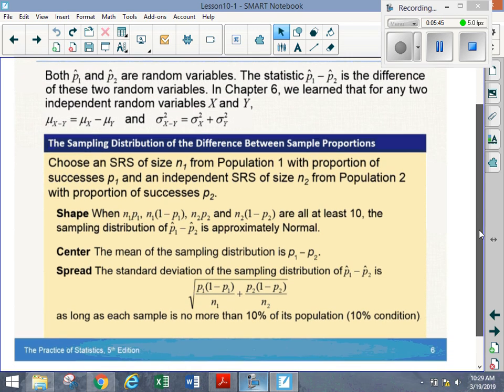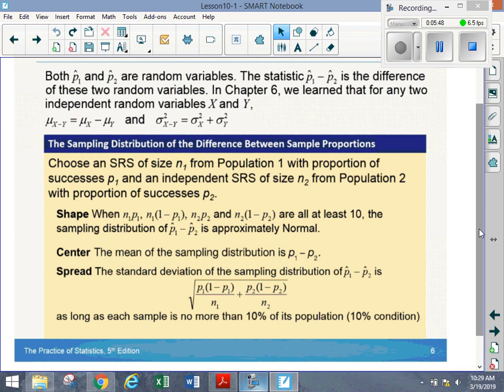So we've got some random variables, P hat 1 and P hat 2. P hat 1 minus P hat 2 is the difference between the two random variables. We have learned that the mean is going to be just the mean of one random variable minus the mean of the other random variable. And for our standard deviation, we're actually going to take the variance of the one plus the variance of the other, and that is going to be the standard deviation of our combination of these two random variables.